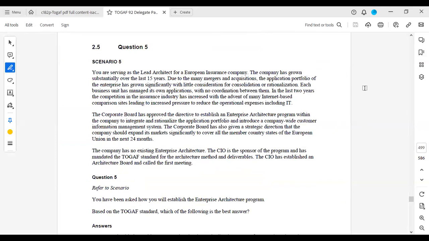Yes, I'm on page 490. Question number 5. You see that? Yes, I can see that. Thank you. Okay, now you have asked. So I'm going to explain how to do it.